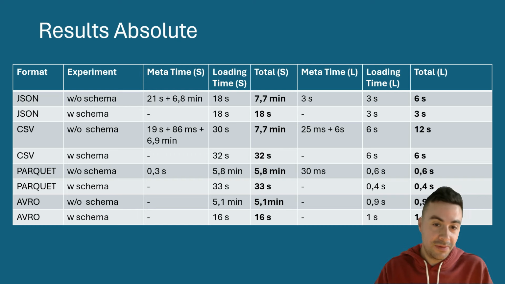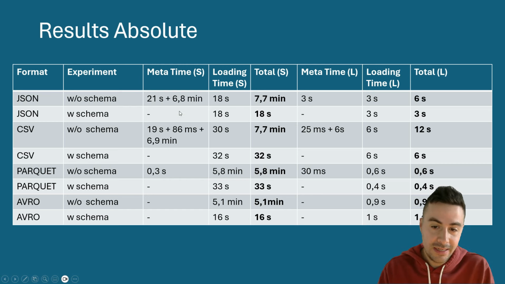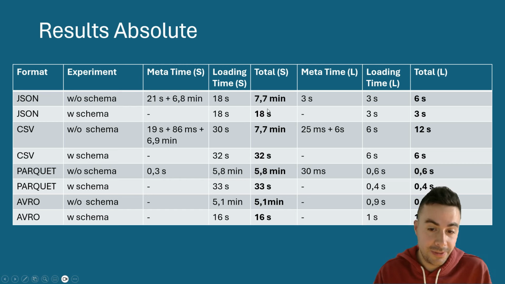And well, when we now look at the topic with and without the schema, you can see that whenever we define the schema, the whole meta part is actually disappearing. So this job is not there anymore. And by that we really are able to reduce the loading time. So for instance, we had 7.7 minutes for JSON, and now suddenly we have only the actual loading time, which is the 80 seconds, so significantly decreased.